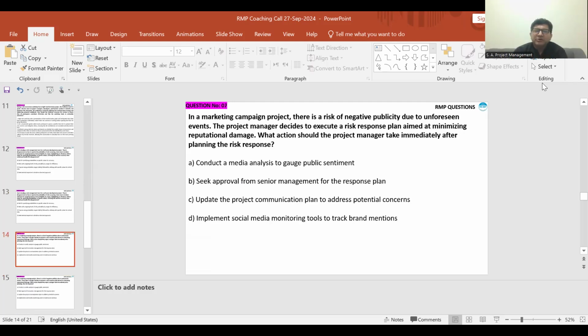Question number 7 on the survey. In a marketing campaign project, there is a risk of negative publicity due to unforeseen events. The project manager decides to execute a risk response plan aimed at minimizing reputational damage. What action should the project manager take immediately after planning the risk response? Conduct a media analysis to gauge public sentiment, seek approval from senior management for a response plan, update the project communication plan to address potential concerns, or implement social media monitoring tools to track brand mentions. Okay.